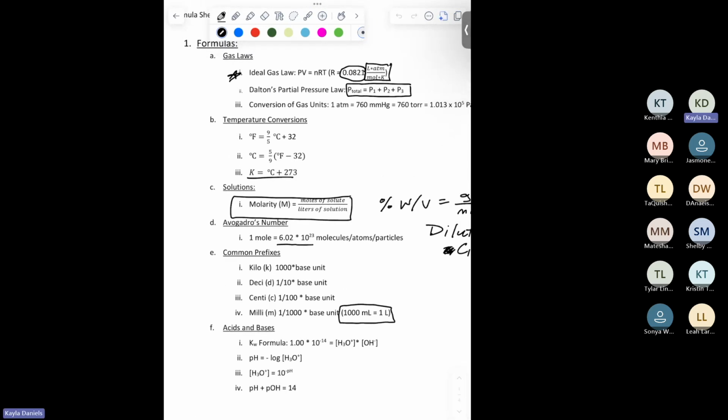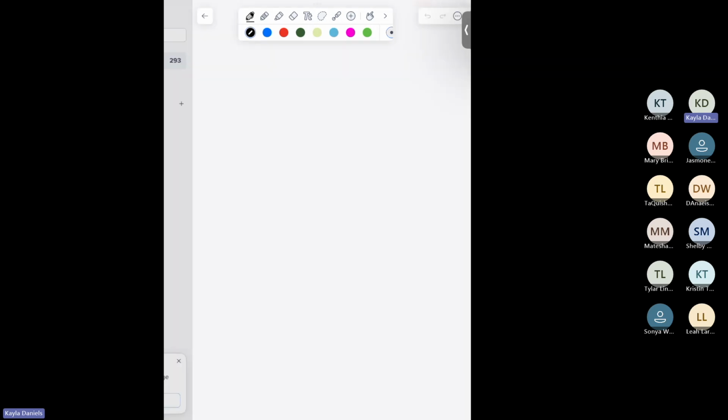Fahrenheit to Celsius. All right. 5/9 F minus 32.